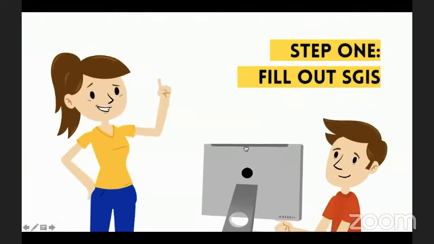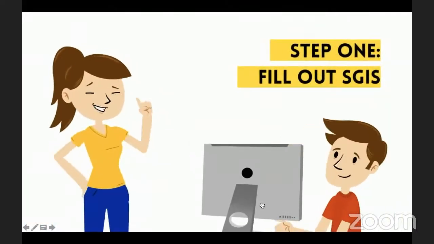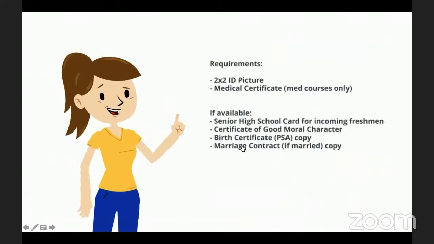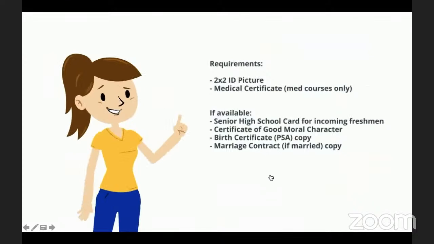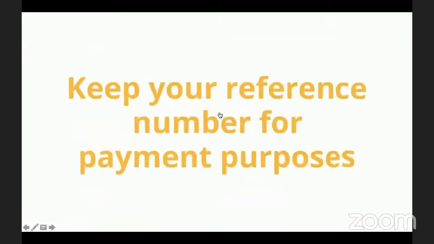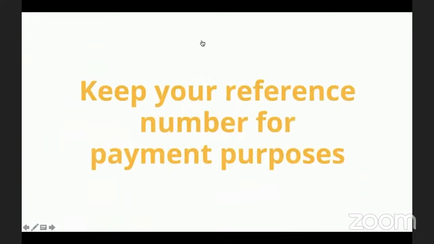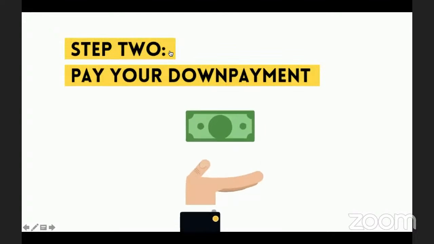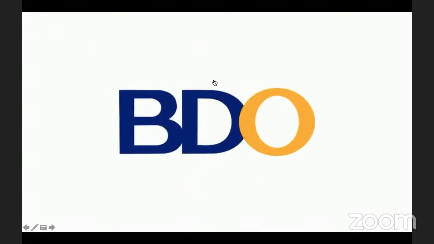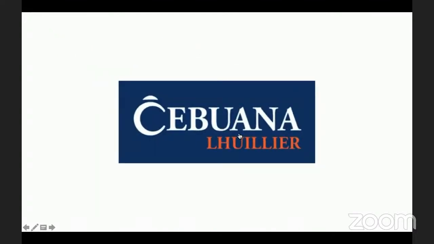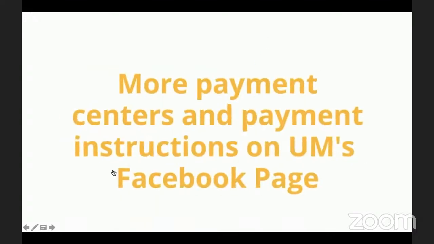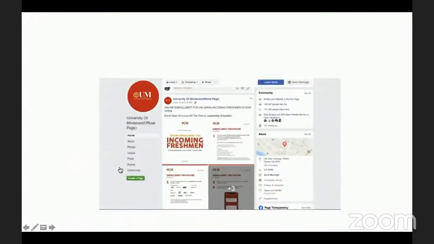Step 1. Fill out your Student General Information Sheet or the SGIS and attach the requirements indicated in it through this link. Remember, you get to keep a reference number after the registration. Step 2. Use the reference number to pay your down payment through any bank, Bayad Center, or even fund transfer. You can also find the rest of the payment options in UM's official Facebook page.